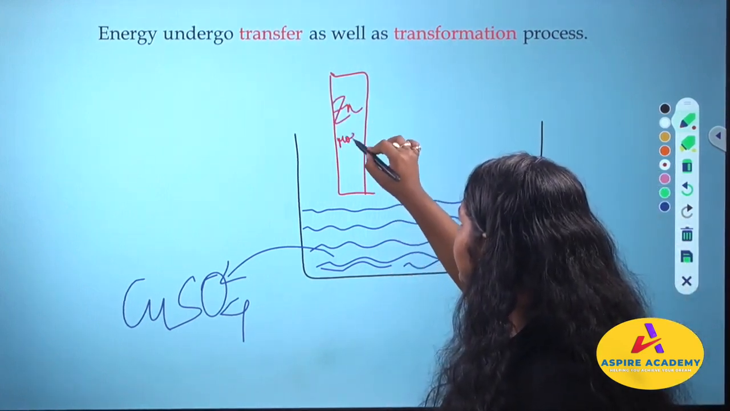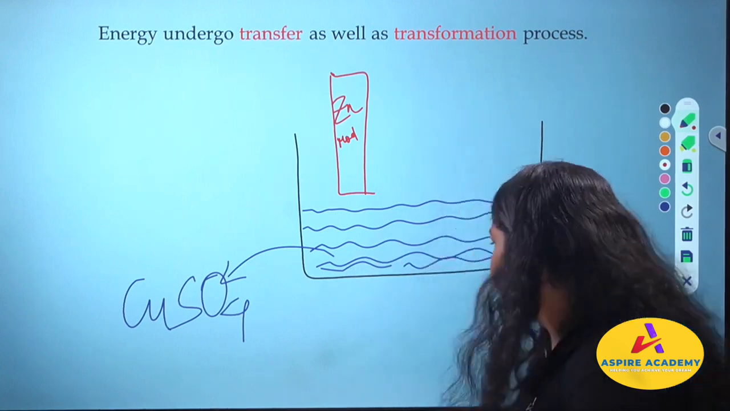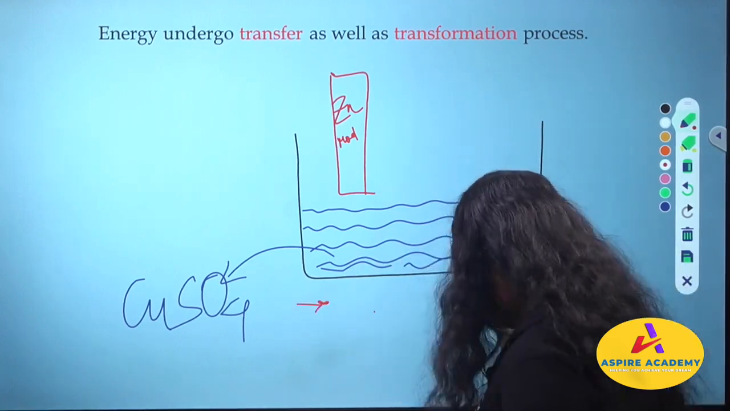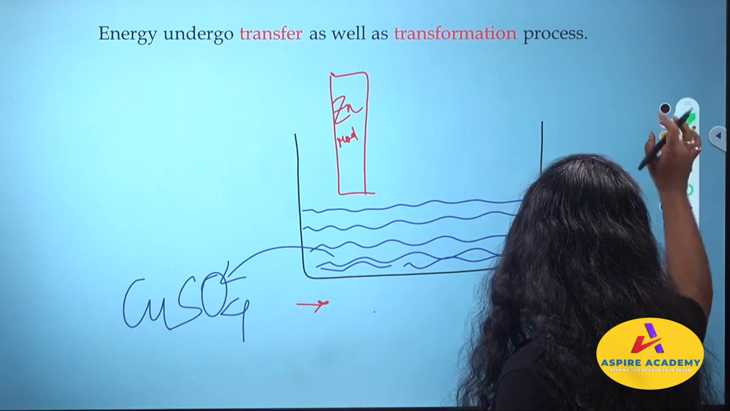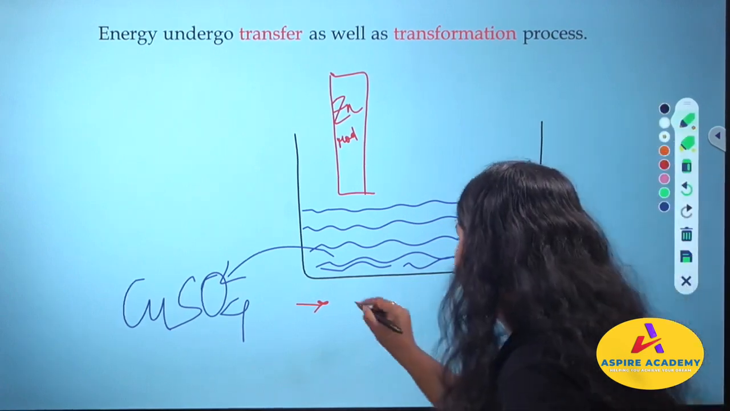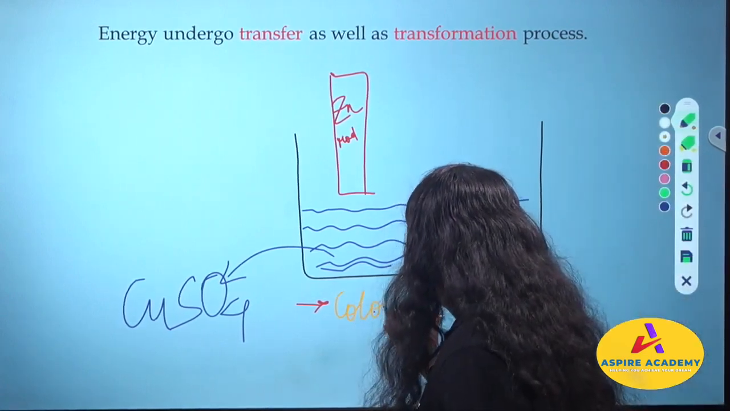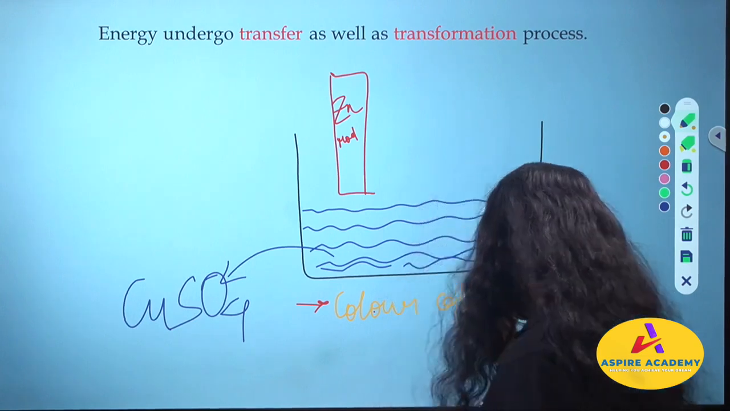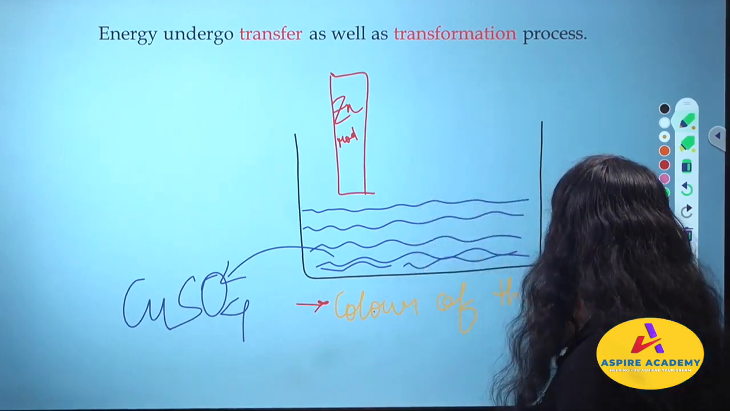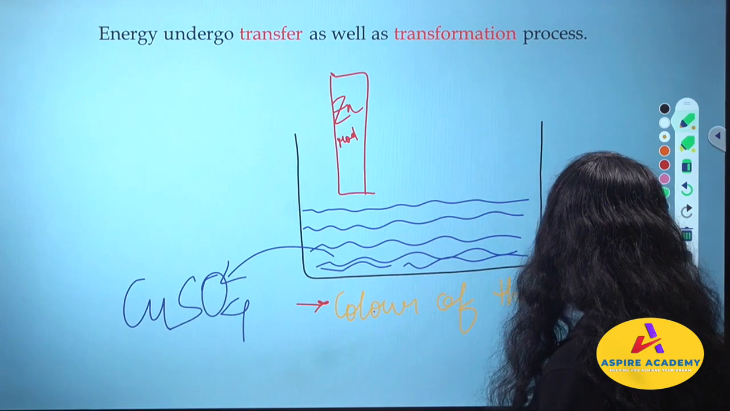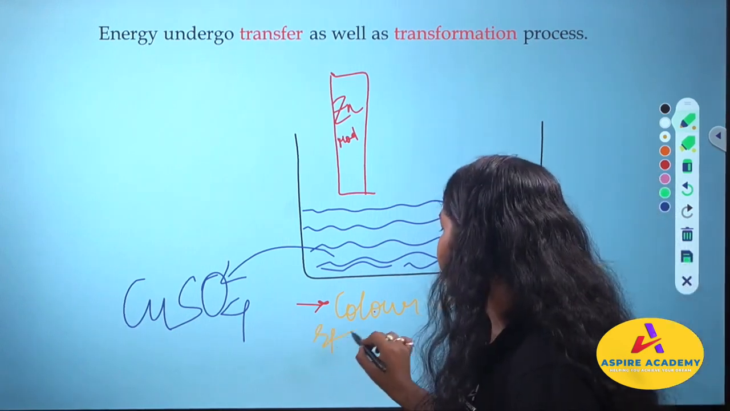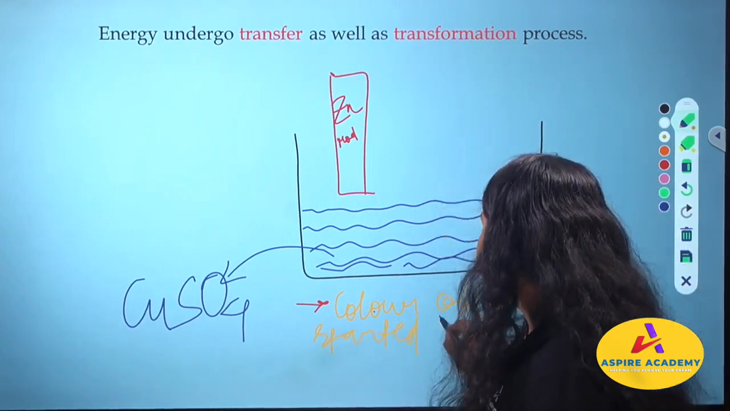What did they observe? They observed that the color of the solution started fading. The color of the solution started fading. What do you understand by this?